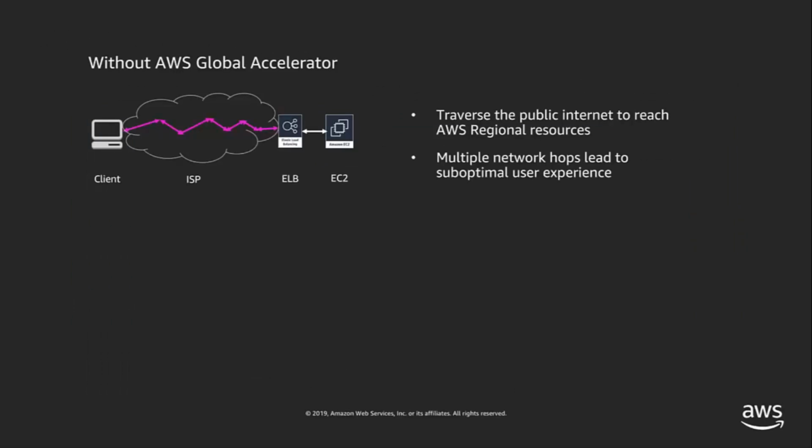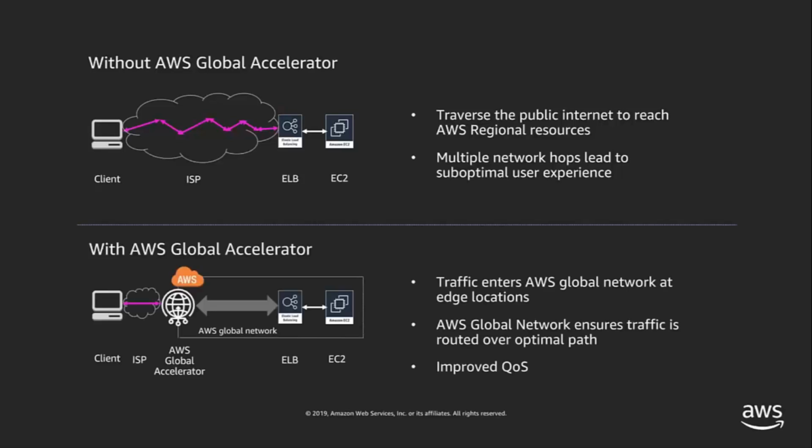So this is another way to show you that without Global Accelerator, your user traffic will traverse multiple service providers to get to the AWS regions. With Global Accelerator, the span where the traffic traverses the public internet is reduced. User traffic is onboarded into the AWS global network as close to the client as possible, and this results in improved quality of service for your users.